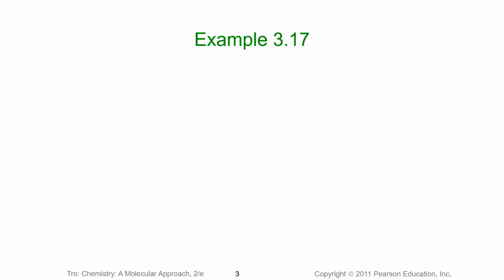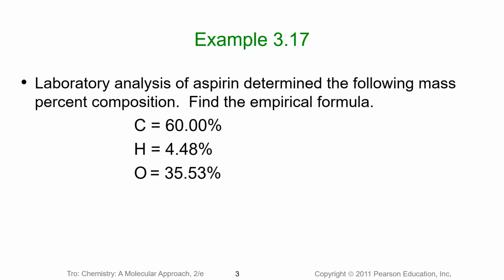So let's look at an example. We have a compound that we've undergone laboratory analysis. We determined the following composition. We want to find the empirical formula. So it's 60% carbon, 4.48% hydrogen, and 35.53% oxygen.